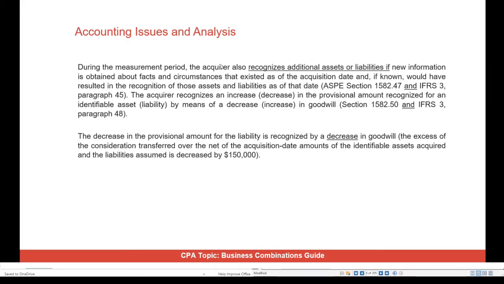So further, during the measurement period, which again is defined as 1 year, the acquirer also recognizes additional assets or liabilities if new information is obtained about facts and circumstances that existed as of the acquisition date, and if known, would have resulted in the recognition of those assets. So if you suddenly find there's another intangible, or something that you didn't know of, but it was within the scope at the time of the acquisition, you've got to include it and assign it. So this would also now result in an adjustment to goodwill. Okay, so there's a 1 year period related to how this is all going to play out.